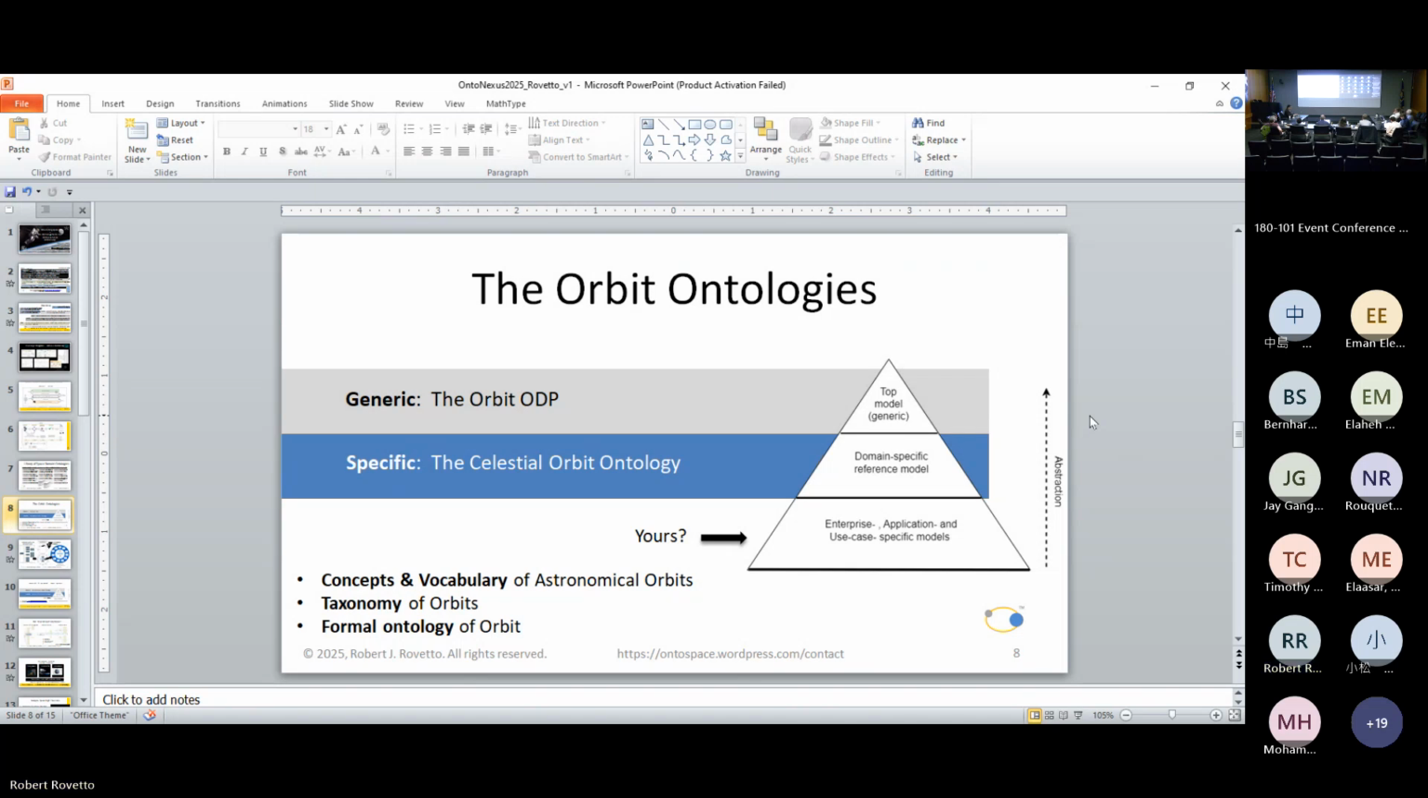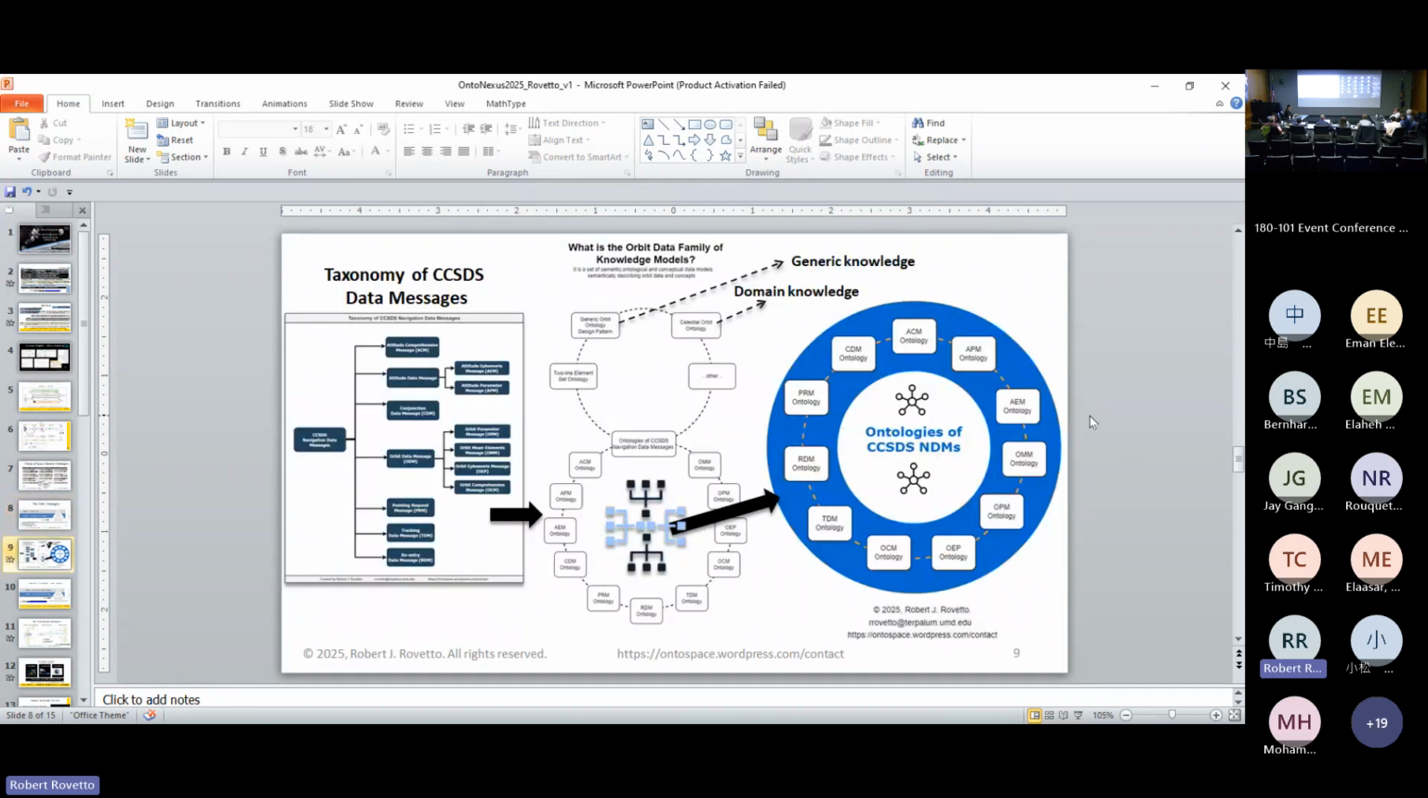This is also an animated slide, but moving from left to right, we have a taxonomy of the CCSDS data messages. CCSDS is the Consultative Committee for Space Data Systems. I'm a member of some of the working groups here, and they develop international standards for spaceflight. For each one of these data messages, I've created, as an in-progress effort, what I call the orbit data family of knowledge models or ontologies. On the right, we have each one of the CCSDS data messages as ontologies, and that is combined with the previously mentioned orbit ontologies to create a nice working family of orbit data models.